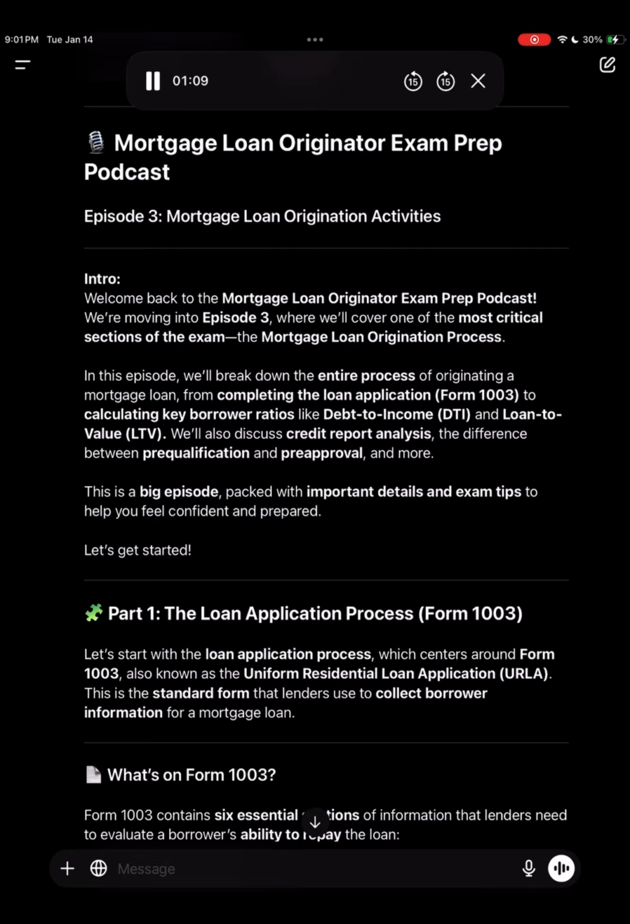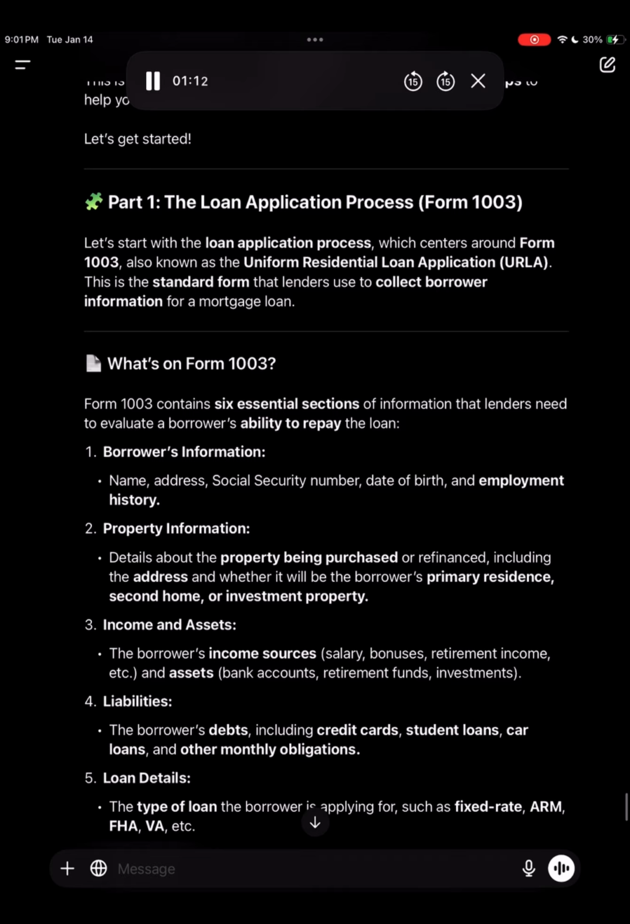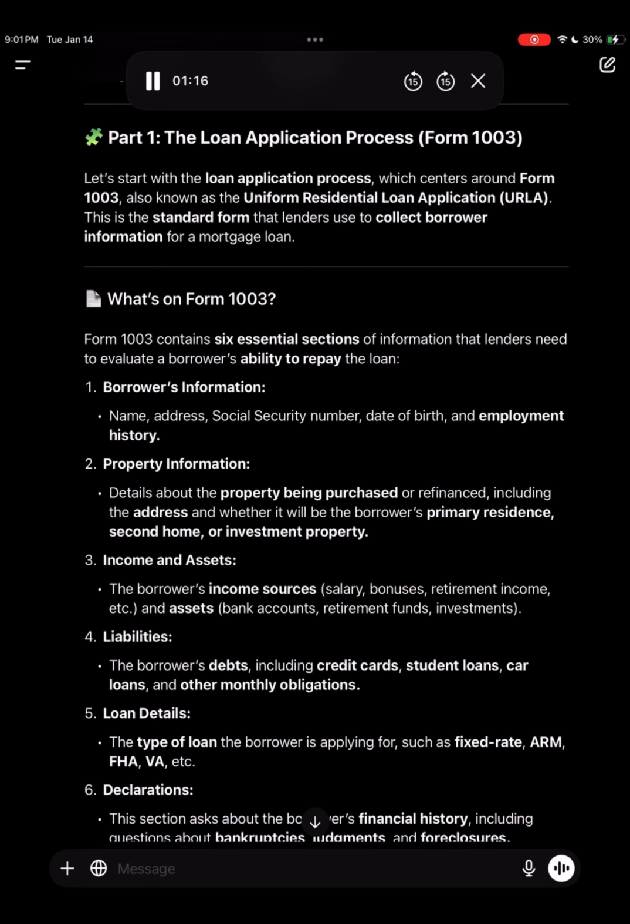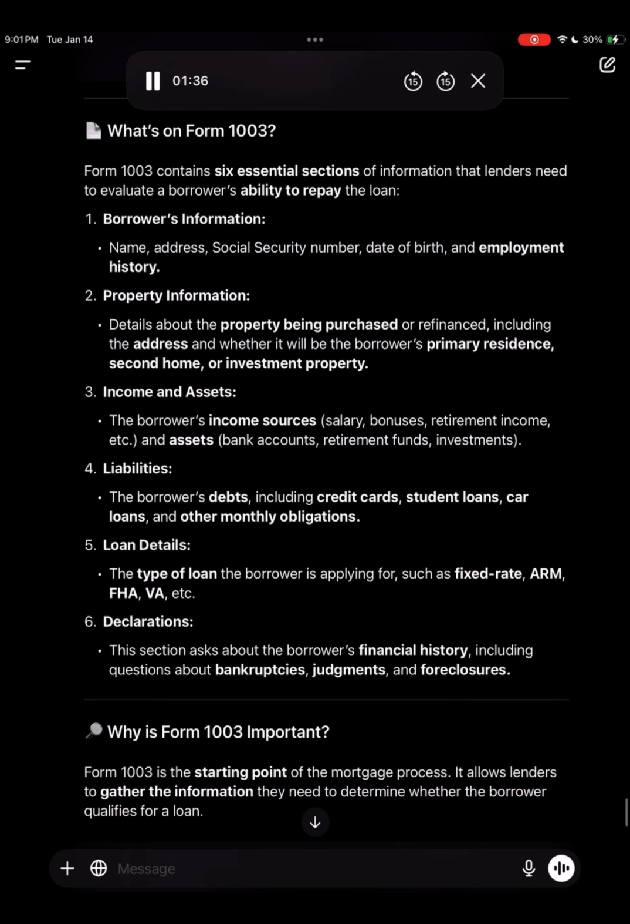Let's get started. Part 1, the loan application process, Form 1003. Let's start with the loan application process, which centers around Form 1003, also known as the Uniform Residential Loan Application, URLA. This is the standard form that lenders use to collect borrower information for a mortgage loan. What's on Form 1003? Form 1003 contains 6 essential sections of information that lenders need to evaluate a borrower's ability to repay the loan.